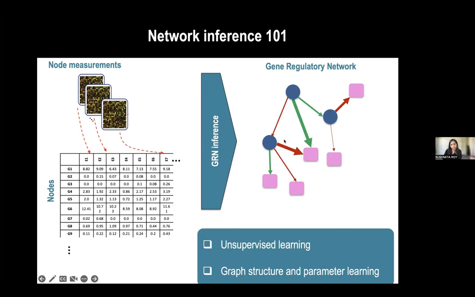And we want to do this by optimizing the overall ability to explain this data. So this is another example of unsupervised learning, and the key tasks that we want to solve are structure learning and parameter learning problems. This has basically been an approach in the field when people have measured gene expression and had sufficient sample size, and there are many approaches out there.